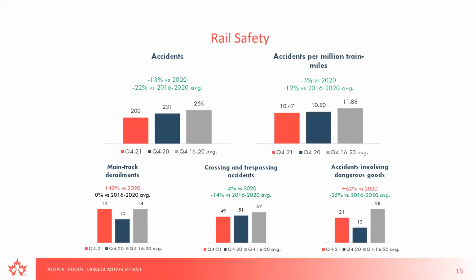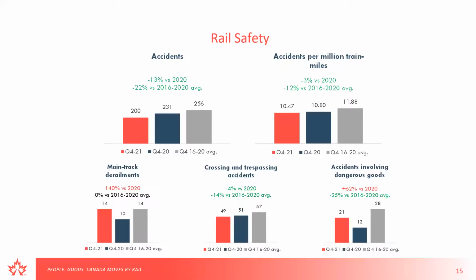So 2021 Q4 overall looked pretty good. Both the number of accidents and the accident rates were better than they were last year and better than the previous 5-year average. Looking at key accident categories, the main track derailments were the same as the previous 5-year average. It's percentage-wise quite a bit higher than 2020, but that's only 4 accidents. It's such a small number of accidents in that category that percentage changes can be high.